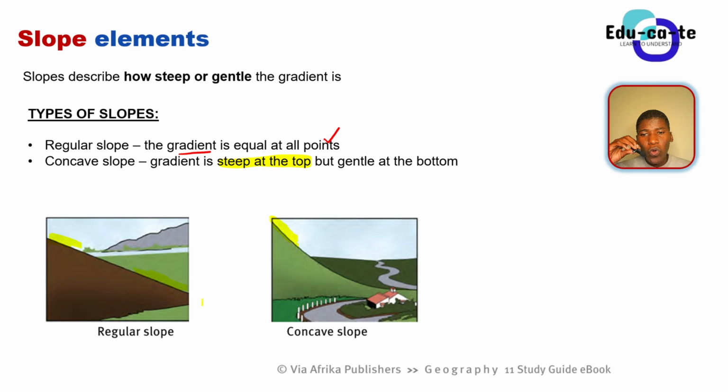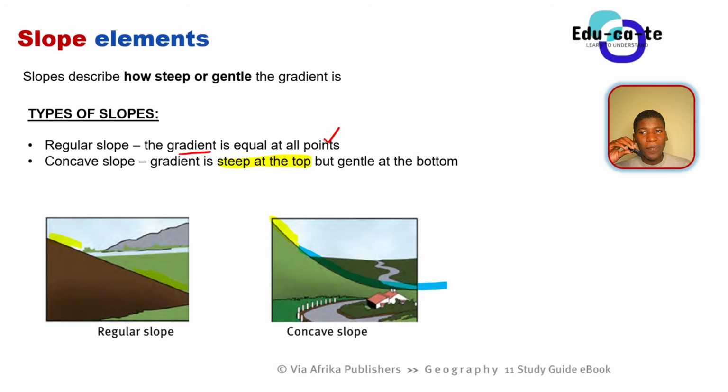But as you descend down the slope, if we continue going down in this way, you can see that the gradient is becoming gentler and gentler. So it's becoming gentle gradually. That slope is known as a concave slope. A concave slope has a steep gradient at the top, but a gentle gradient at the bottom of the slope. So the gradient is not equal like the one in the regular slope.